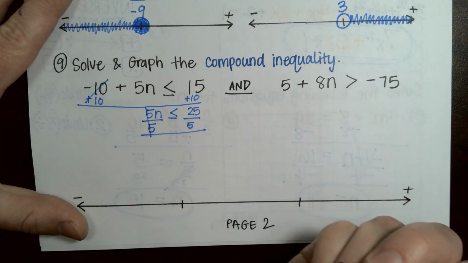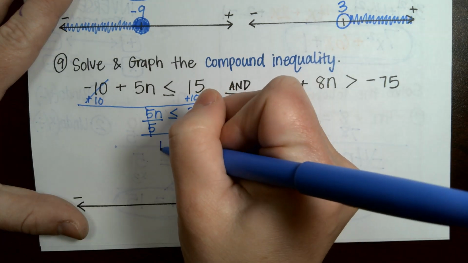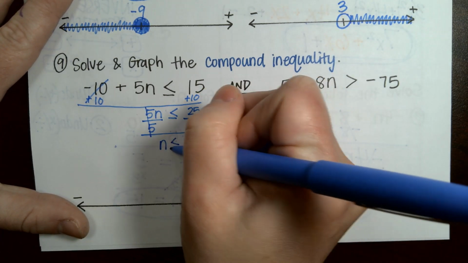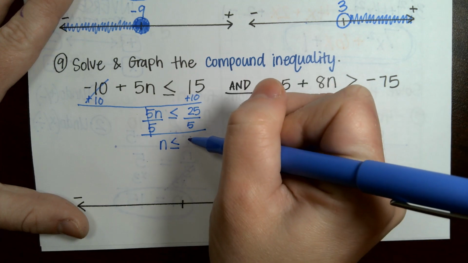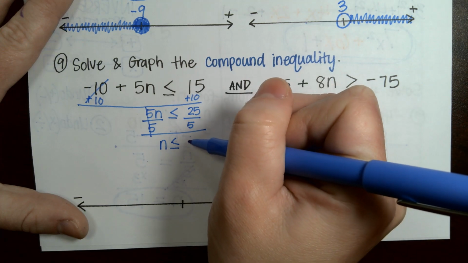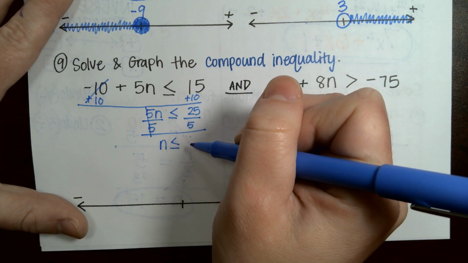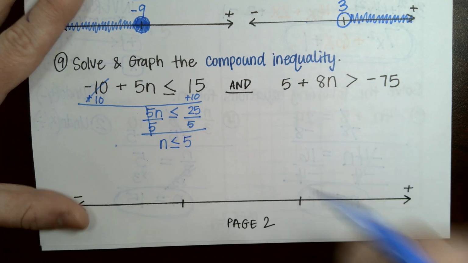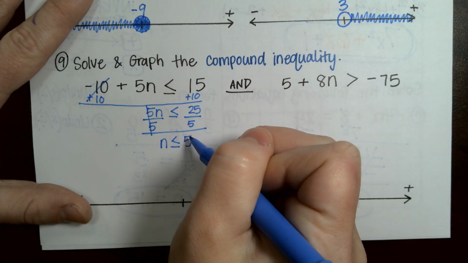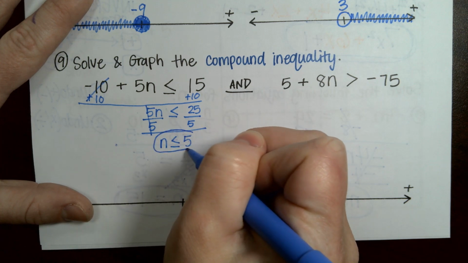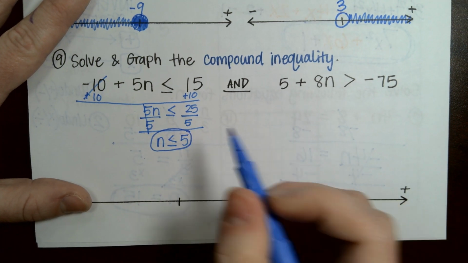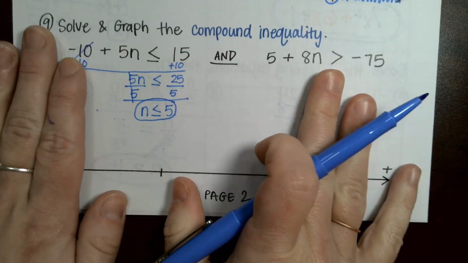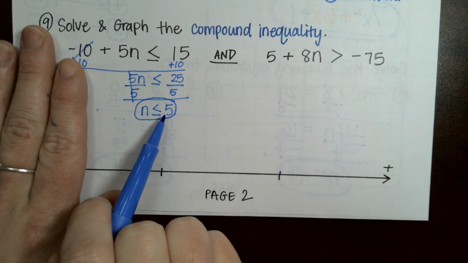And my 5s cancel. So I'm left with n is less than or equal to what? 5. What'd you say, Rhonda? I said 5. Oh my gosh, for some reason I thought you said 30. I don't know where I heard that. Now we gotta do the other. You're correct. Yes, so this is great. We found our n is less than or equal to 5.